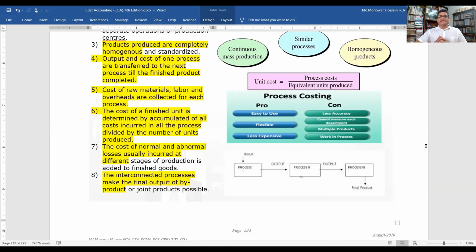Very easy, flexible, less expensive process costing, but sometimes it lacks accuracy. Multiple product work in progress calculation is very difficult. So if you see here, input, process, output. The input material of process 2 is the finished goods or output of process 1. The same way, the output of process 2 is the input of process 3, and then the final product.